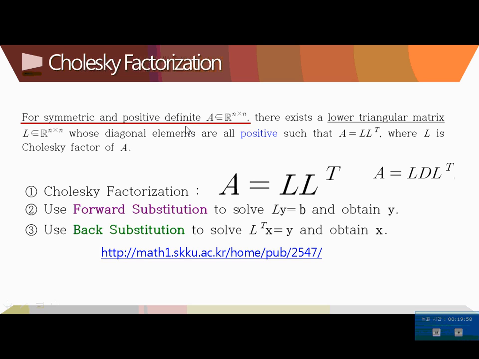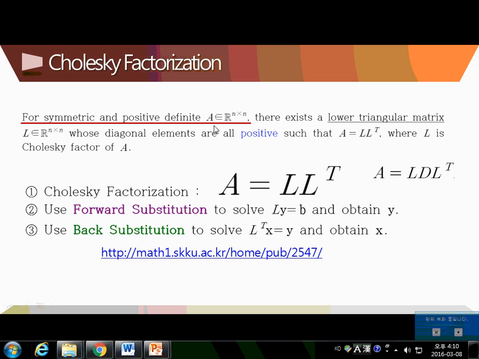Is there anyone who knows the definition of a positive definite matrix? So a positive definite matrix is a matrix for which x star A x is always positive for any non-zero vector x. And with that property, the LU factorization can be improved in this way. In this case, we can easily solve the linear system of equations by forward substitution and backward substitution.